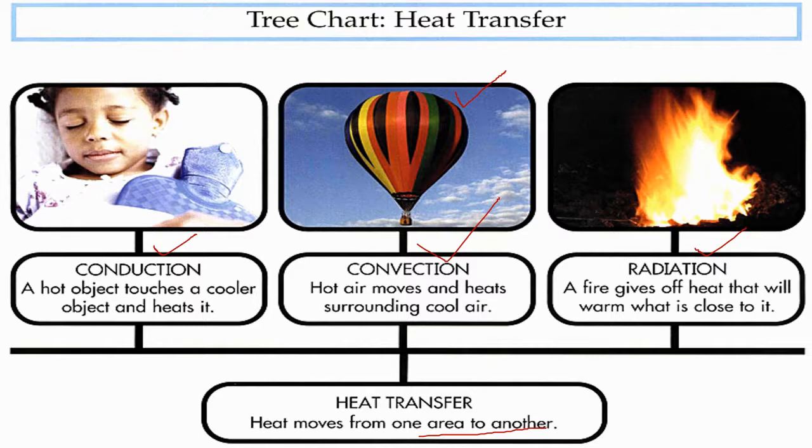And the last one is radiation. A fire gives off heat that will warm what is close to it. So there are heat waves, right, traveling through air, which originate from this fire. What happens is this fire gives off heat that will warm the air or the place close to it. So these three, conduction, convection and radiation, are the types of heat transfer.